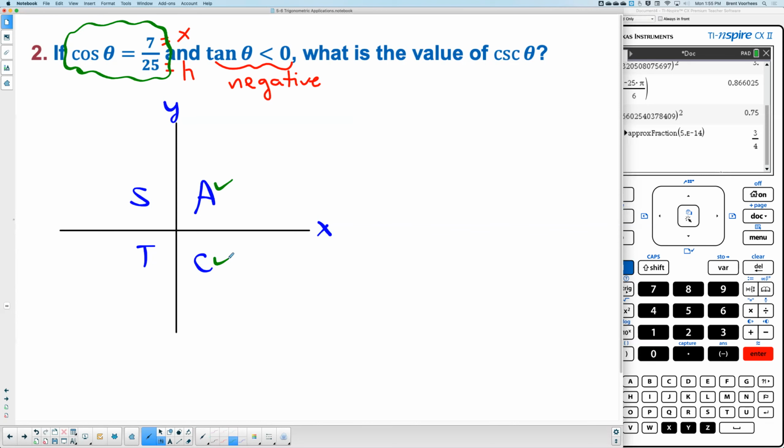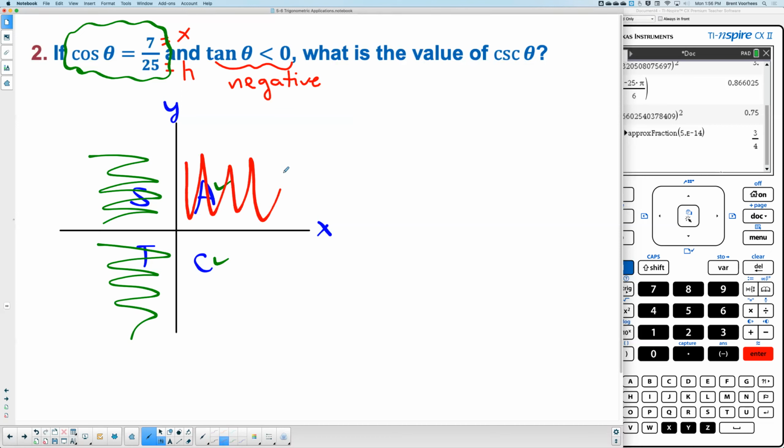Tangent is negative. So by the way, we should have eliminated the S and the T, because A and C are the only places cosine can be positive. Now, what about tangent? Tangent is negative. So which one could it not be in? A. Tangent would be positive there, whereas it would be negative there. So we're in the fourth quadrant.